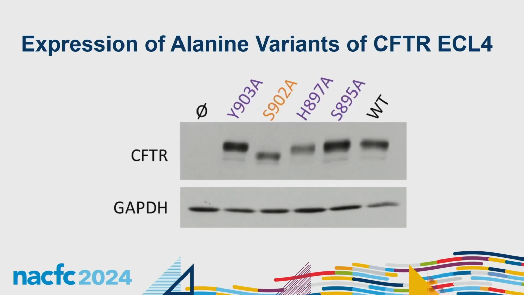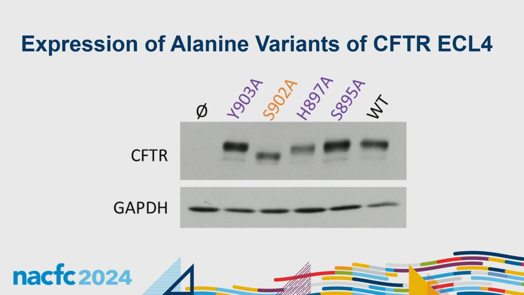So here is the Western blot, and generally the pattern remains except for histone A97. When we mutate histone A97 to alanine, the CFTR expression is going down instead of going up, suggesting that the effect could be charge-dependent.